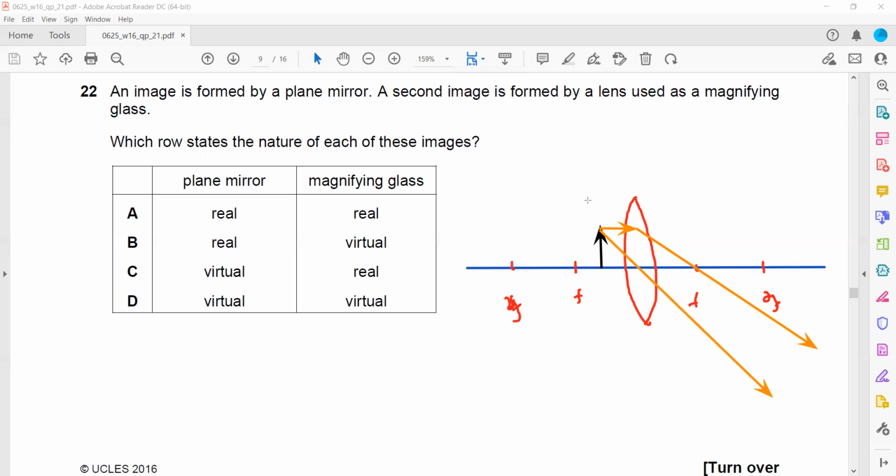As the two light rays will never intersect, when we look from the other side, our brain tries to create an image, like producing them backward. As a result, when it produces them backward, it is our imagination. Whenever our imagination creates an image, we call that a virtual image. So a magnifying glass and a plane mirror always result in virtual images.